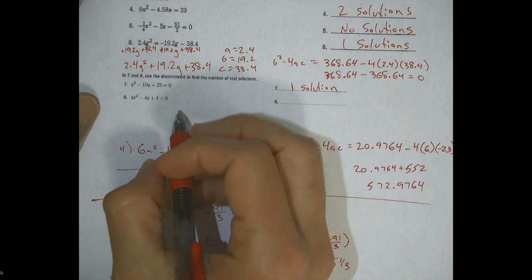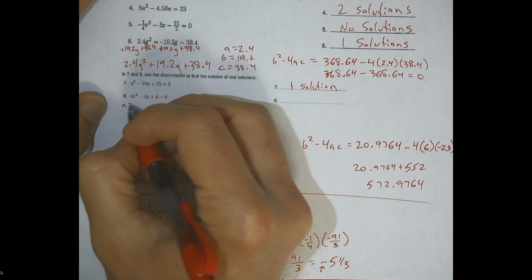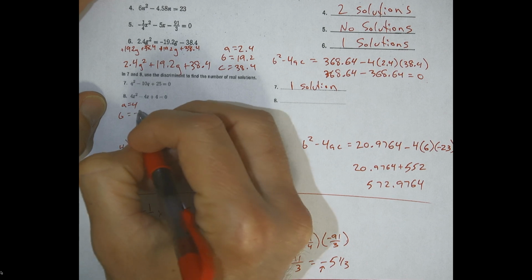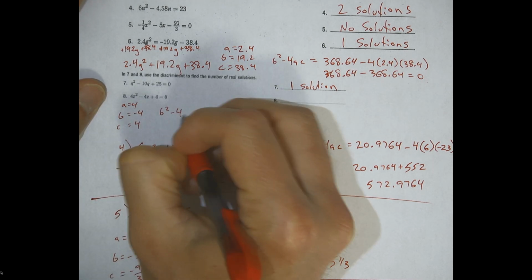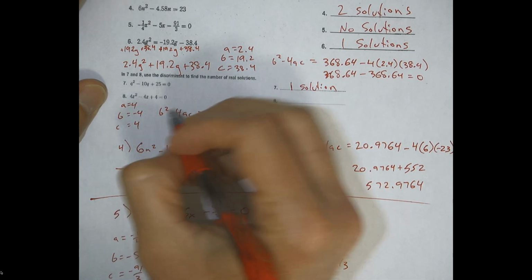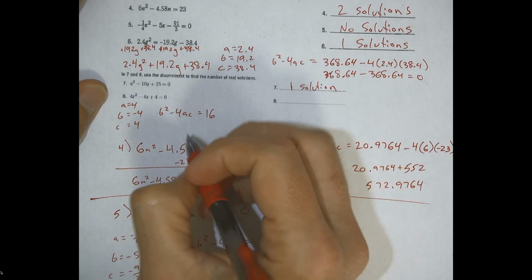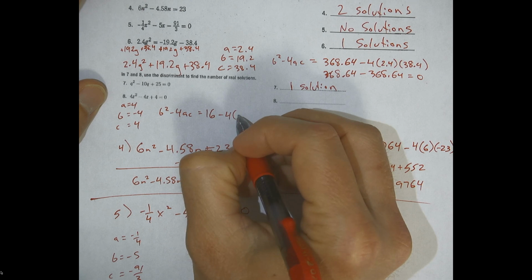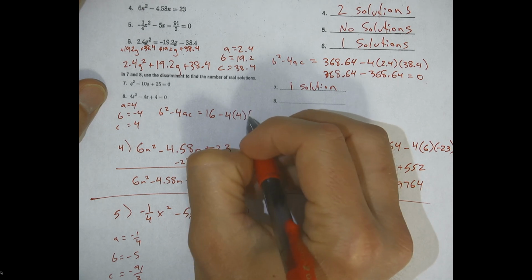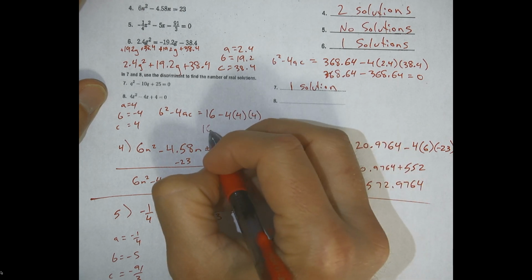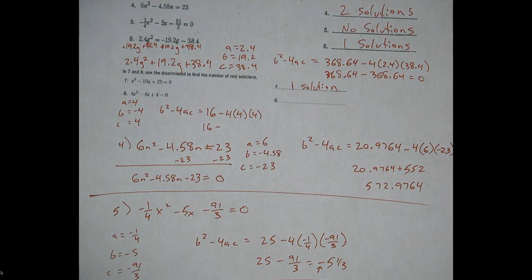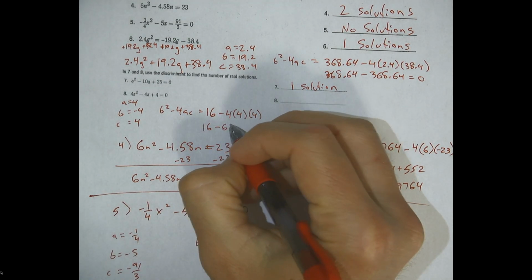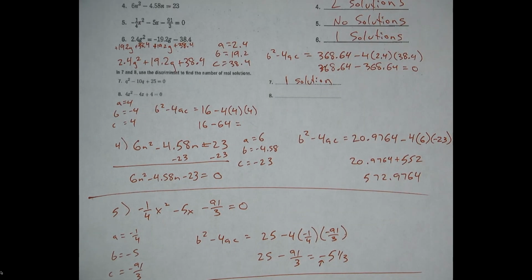This one also in standard form, so I'll go ahead and do it right here. A equals 4, B equals negative 4, C equals 4. So b squared minus 4ac. Negative 4 squared is 16 minus 4 times 4 times 4. So it's going to be 16. There's only one negative, so it's going to stay minus. 4 times 4 times 4 is 64. We're going to get a negative here, so there's going to be no solution.